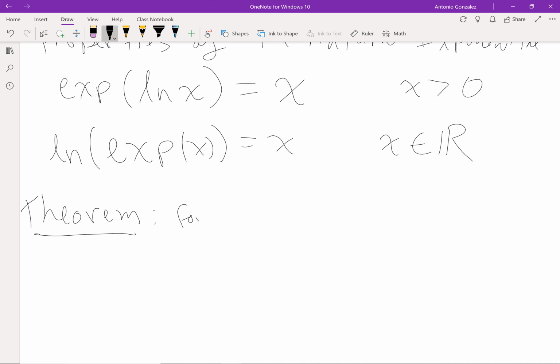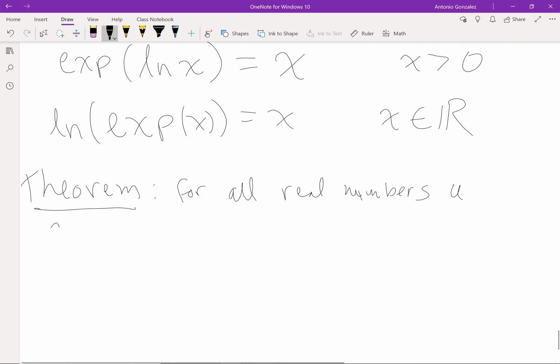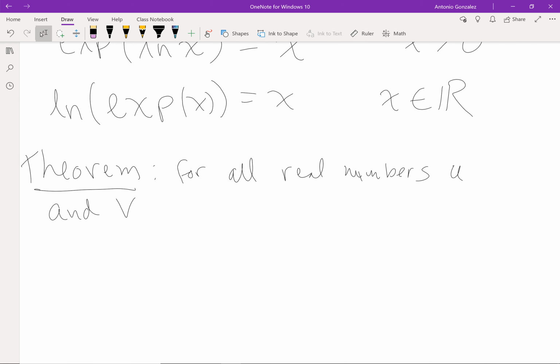Let me say for all real numbers u and v, the exponential of u plus v is equal to the exponential of u times the exponential of v.